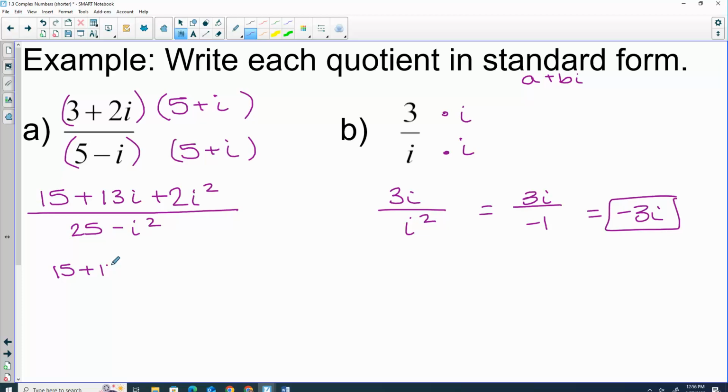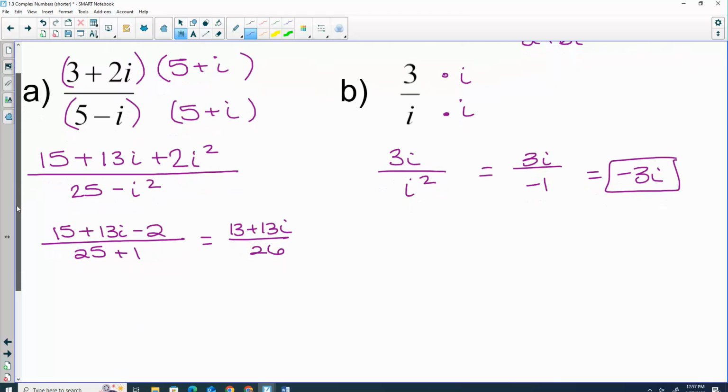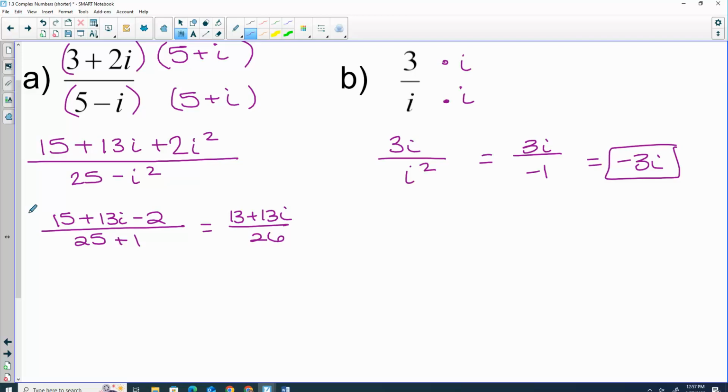Okay, so remember, what would i squared turn into? 25 minus i squared would turn into plus 1. Combine like terms, you get 13 plus 13i over 26. What else do I need to do?